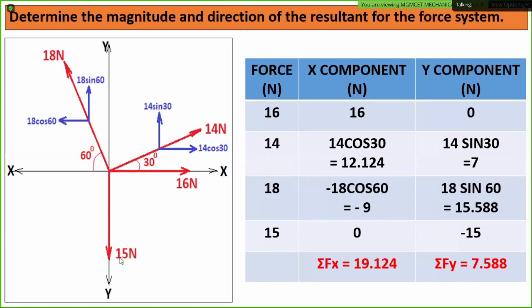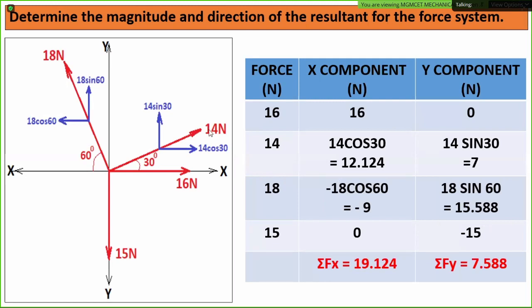So I can conclude that for any horizontal force, or any force acting along the x-axis, its x component will be the force itself and the y component will be 0. Whereas for any force acting along the y-axis, its y component will be the force itself and the x component will be 0. So concentrate more on this first and last force. The 16 Newton force: x component is 16, y component is 0, whereas for the 15 Newton force, x component is 0 and y component is 15 Newton, the force itself. But here it is minus, because the 16 Newton force acting towards the right is positive. The 15 Newton force, a vertical force acting in the downward direction, is considered negative. That's why this is minus here.